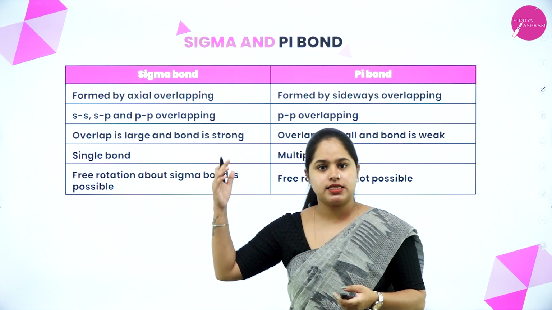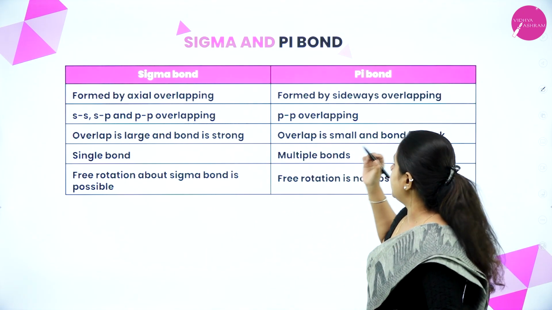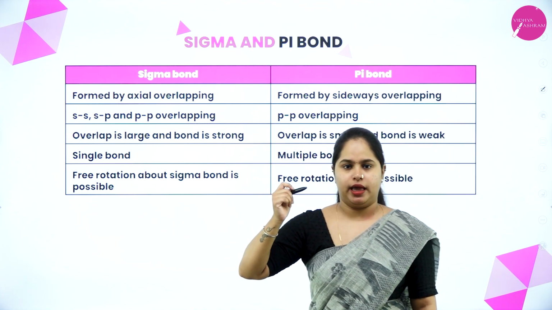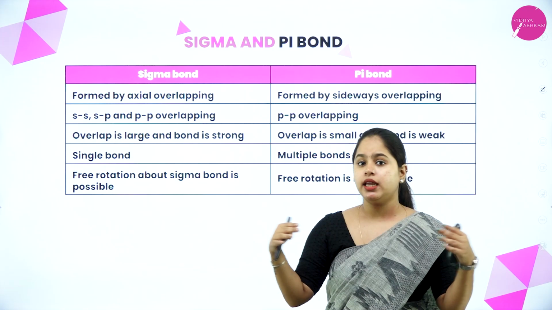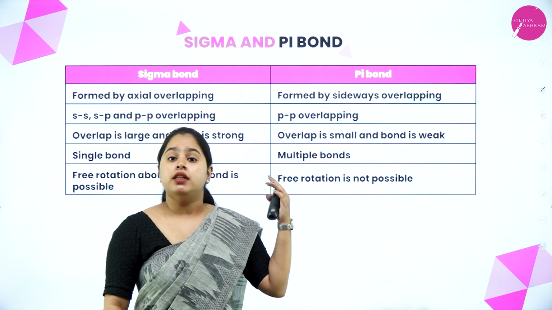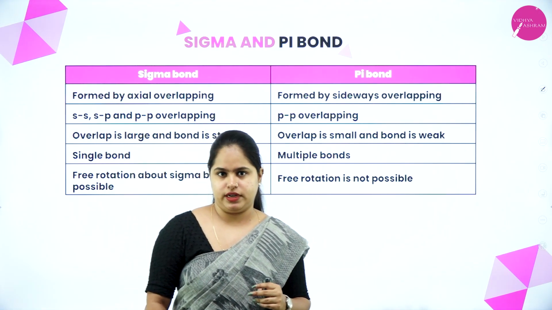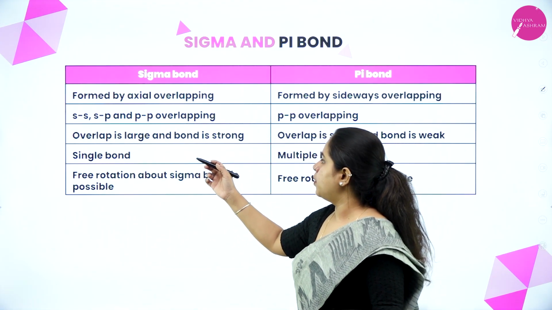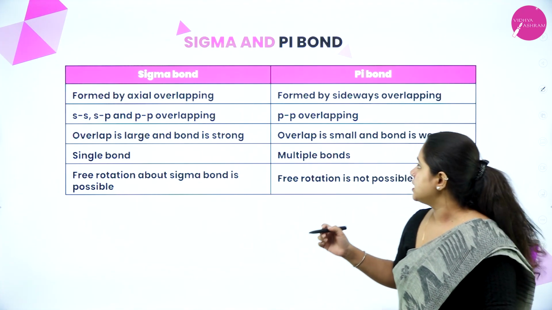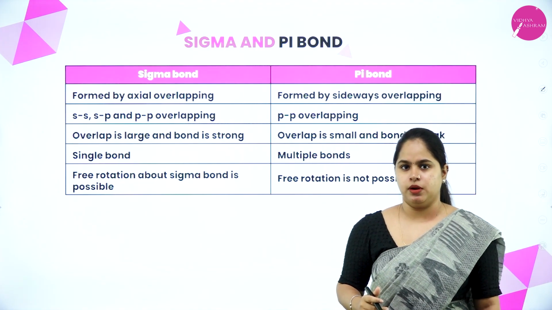So let us summarize all that we have studied now: sigma bond and pi bond. Sigma bond is formed by axial overlapping. It happens along the internuclear axis, right? Or it is also called head-on overlapping. Now what about pi bond? It is formed by sidewise or lateral overlapping, right? Now, a sigma bond can be formed by s-s, s-p and p-p overlapping. In the case of pi bond, only p-p overlapping is possible, right?